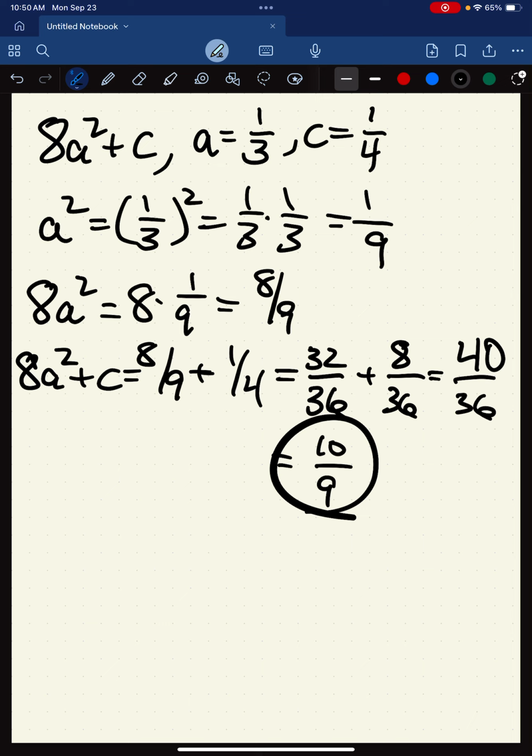Okay, that's going to be everything for this lecture, and that actually finishes up our module for fractions. Next, I believe we're doing the module for real numbers.